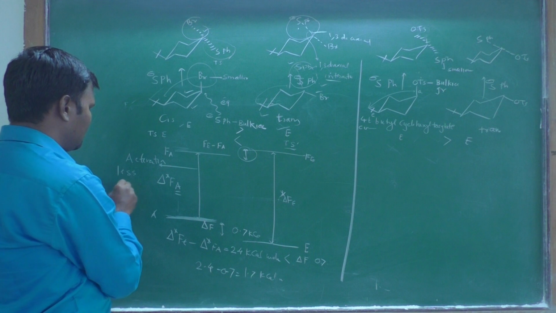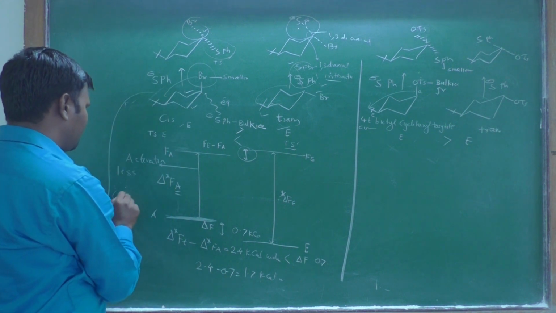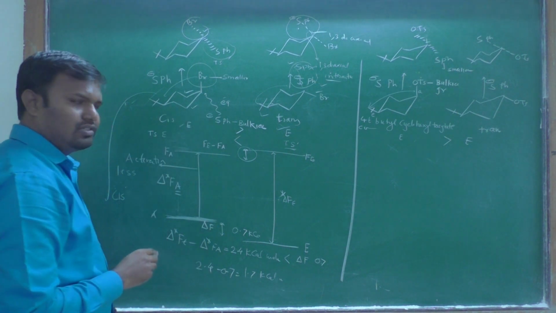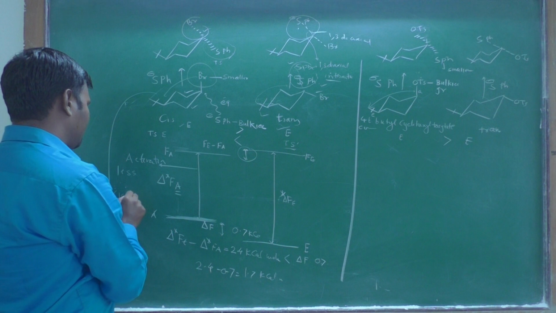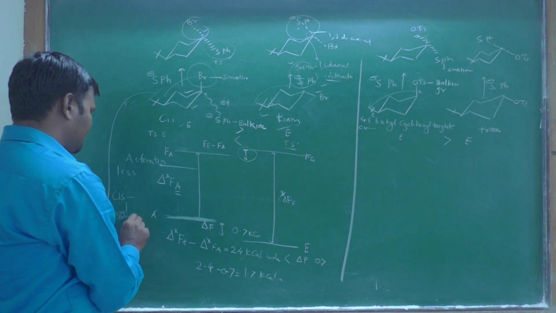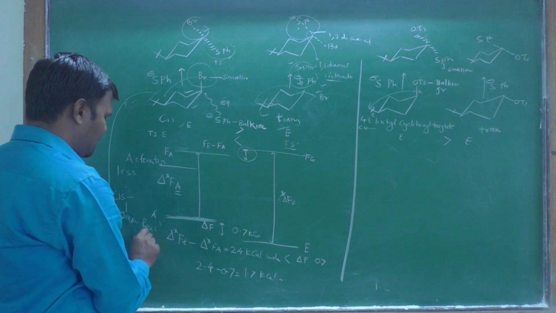Therefore it reacts faster. The cis isomer of 1-tertiary butyl cyclohexyl bromide reacts faster. The cis isomer in this case reacts faster. It gives the fast reaction.